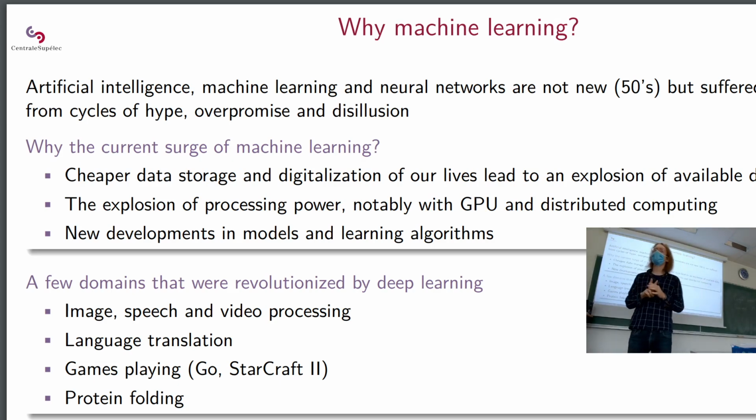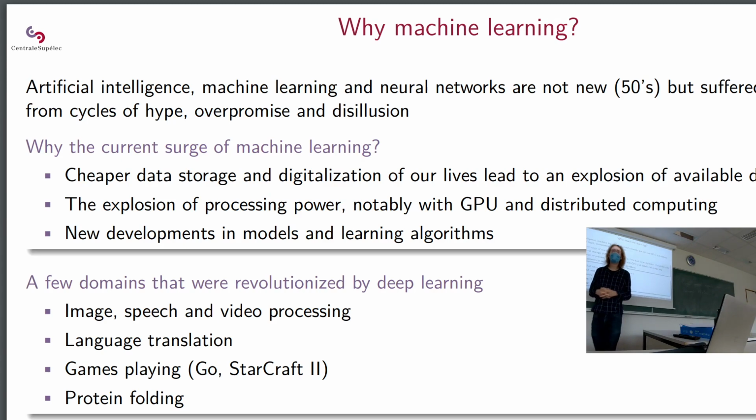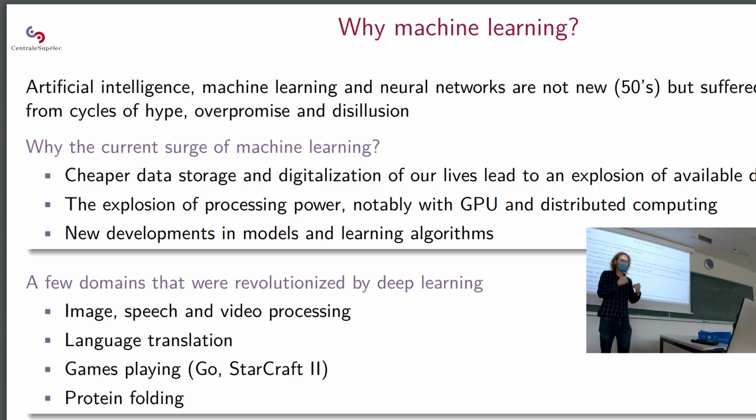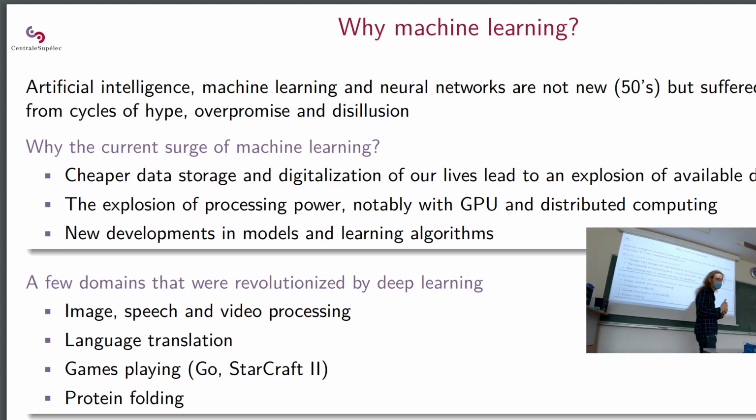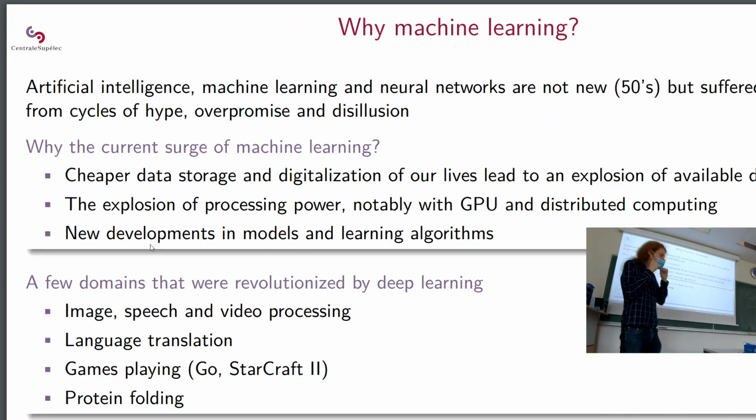Second point, there is an explosion of processing power, notably with GPUs, graphical processing units, and distributed computing. So it's a lot easier to do heavy, processing-power-hungry tasks nowadays. And finally, there are theoretical developments in models and learning algorithms. In the past 10 years, a few domains were revolutionized by deep learning: image, speech, and video processing.